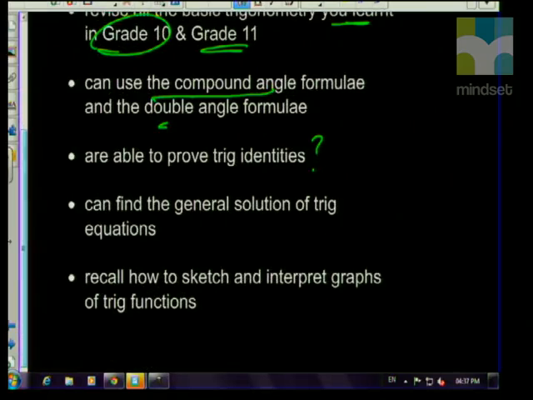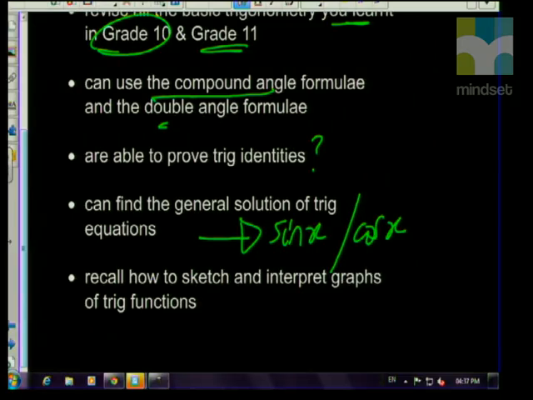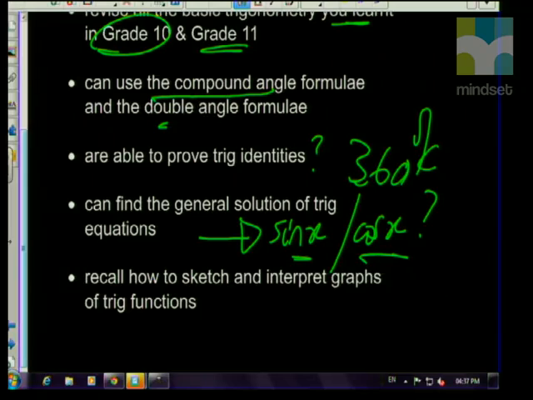Okay? And then you must be able to find the general solution of your trig equations. And mind you, here, with your sine x or cos x, you must remember the period of sine x and also cos x, that it is 360 degrees with your general solution, as well as your tan x, the period is 180. But we'll look into that when we're doing the questions. And lastly, for today, you have to recall how to sketch and interpret your graphs of trigonometry, right?